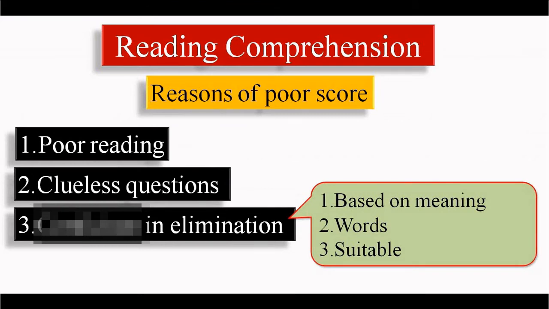Confusion in elimination. Confusion can be based on meaning, can be based on words, and can be based on suitable information. When a reader goes to the options and starts eliminating, in that case readers generally look at the meaning part. Second, the reader starts matching words given in the passage and given in the option. Next is suitable information. Whatever information a reader gets or understands from the passage, the same information he or she starts matching in the option, and that is why they get confused in elimination.